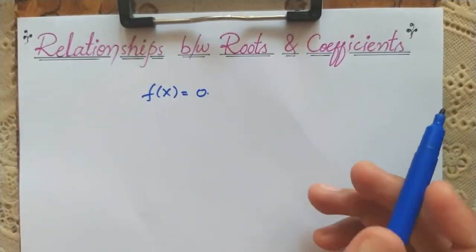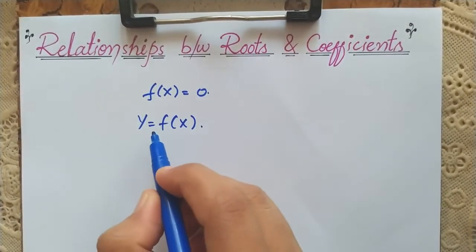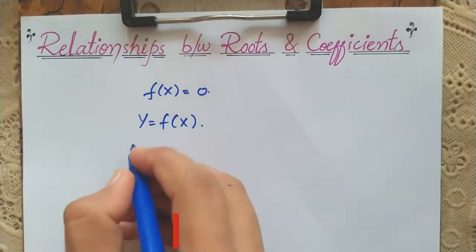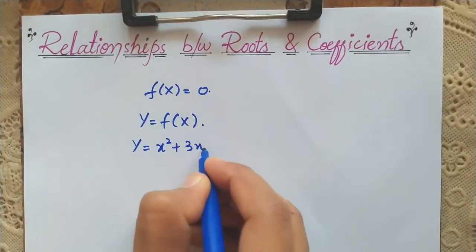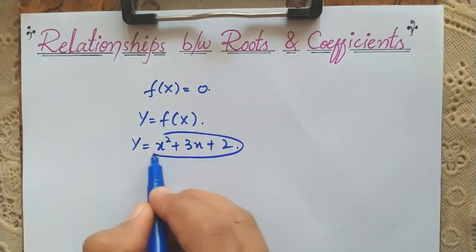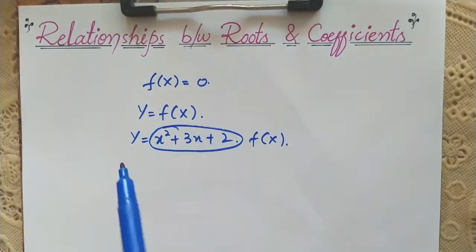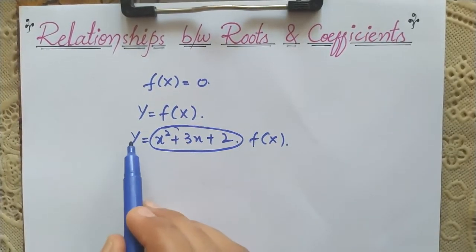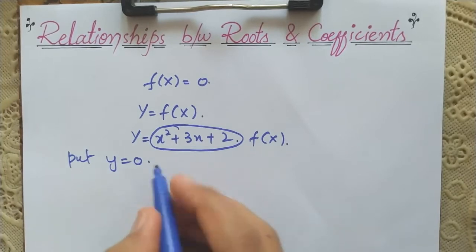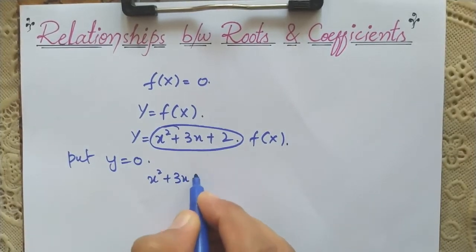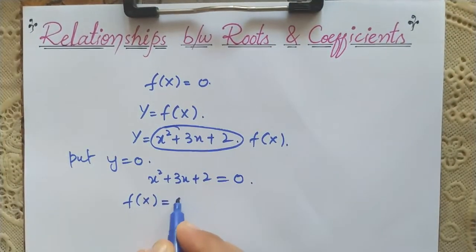Mathematically, if we have a function y is equal to f of x, y is a function of x. Suppose we have the polynomial y is equal to x square plus 3x plus 2, which is our f of x. Now let me put y is equal to 0 in the equation y is equal to f of x. So we have the equation x square plus 3x plus 2 is equal to 0, or you can write that this equation becomes f of x is equal to 0.